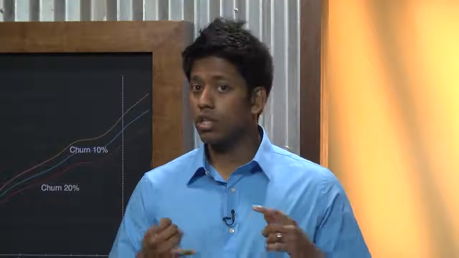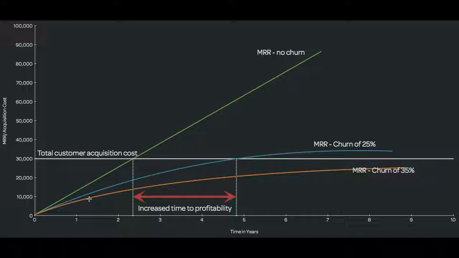First off, you should understand that the higher you churn, the longer it takes to reach profitability. Let's look at another graph of MRR in dollars plotted against time in years. Now in this graph, the green line over here represents our MRR with no churn.